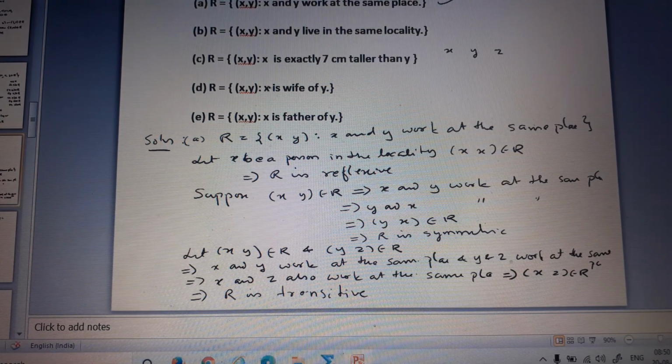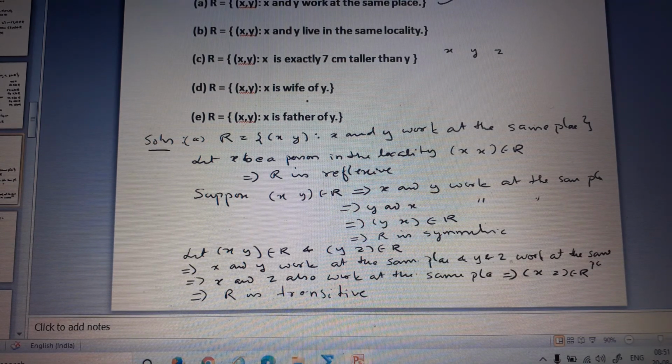This is very simple. x is wife of y. It is not reflexive. Nobody can be a wife of himself or herself. Then it is not symmetric also. If x is wife of y, y becomes husband. So it is not symmetric, and transitive is not possible. Therefore, this is once again an example which shows a relation can be neither reflexive nor symmetric nor transitive.